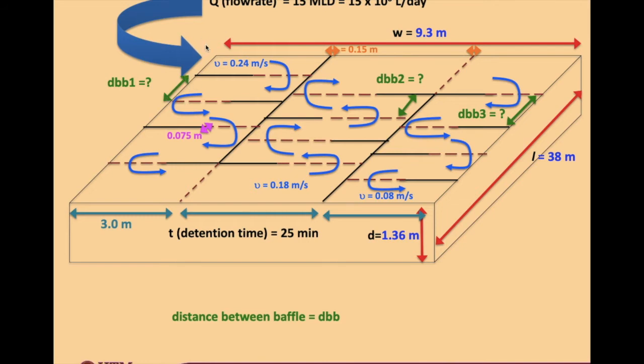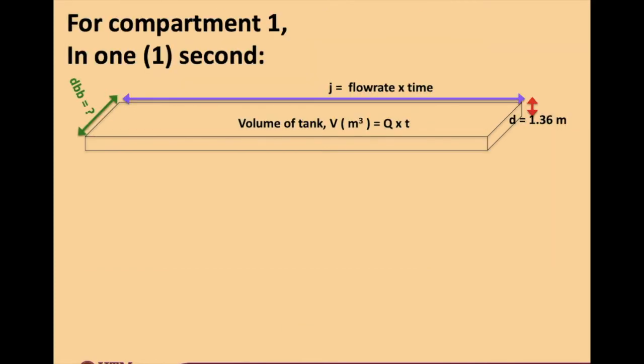Let us focus on one particular segment, let's say the first segment of the channel. I highlighted it with the black ring like that. If I zoom in, make it big, that area of segment that I have already circled just now is basically like this. So this is the distance between baffles that we would like to find out at compartment 1.